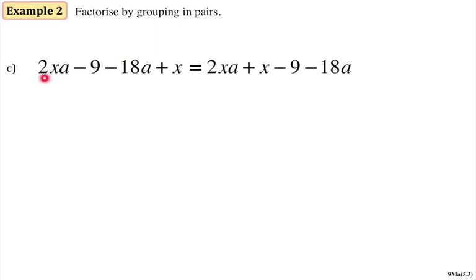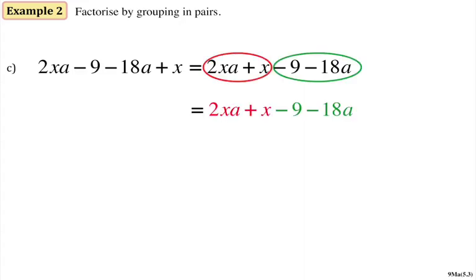So I'm going to write the 2xa first. I might write the x next because they've both got x's. And then I'll write the minus 9 and the minus 18a. So it's the same question, just written with the terms in a different order. Now when I look at the terms, consider the first two terms, I'll write them in red. The last two terms, I'll write those in green.